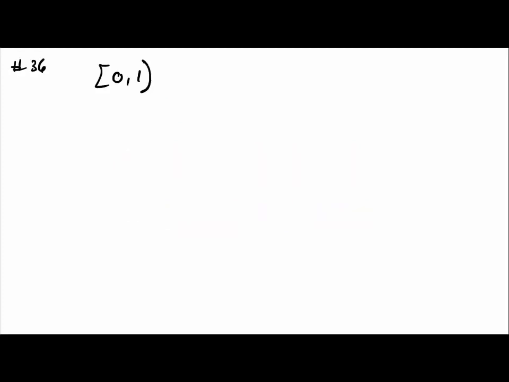Number 36, it says write each interval as an inequality involving x and graph each inequality on a real number line. And so we're going to go ahead and write it as an inequality. So here, since we have the bracket, it is going to be 0 is less than or equal to x, less than 1. And so that's this in interval notation.